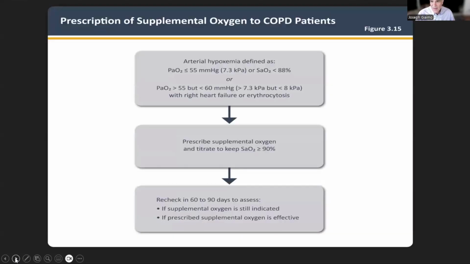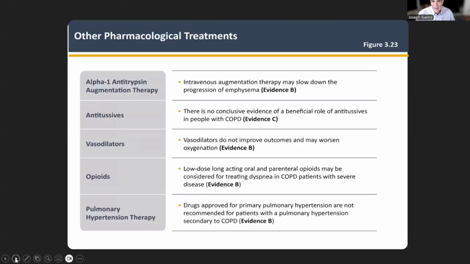And then we talk about who needs oxygen. If your arterial blood gas oxygen level is less than 55 or their SATs are less than 88%, they need oxygen. You prescribe it for them and then you reassess them in 60 to 90 days. Next slide, please. And then we talk about other things. Some things are not good for people with COPD. Opioids are not good for COPD patients. Antitussives are generally not considered good for patients because you're suppressing their cough.